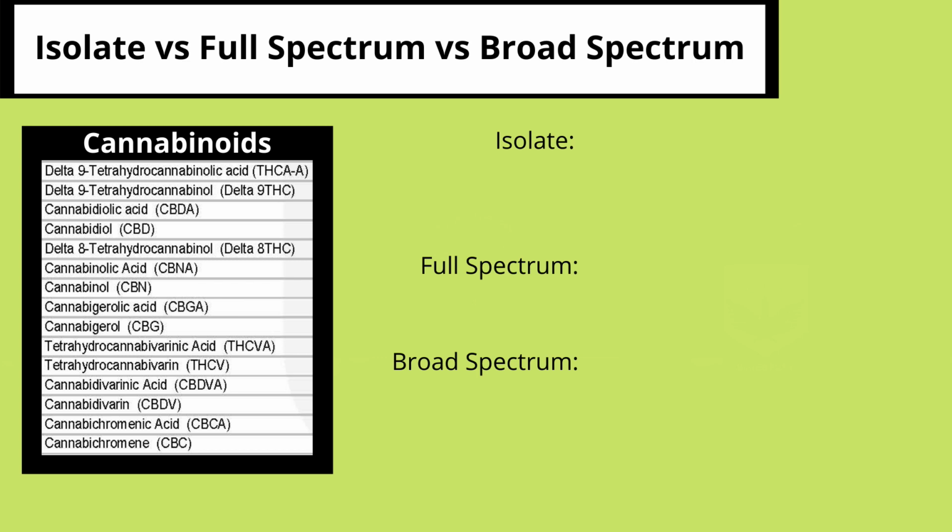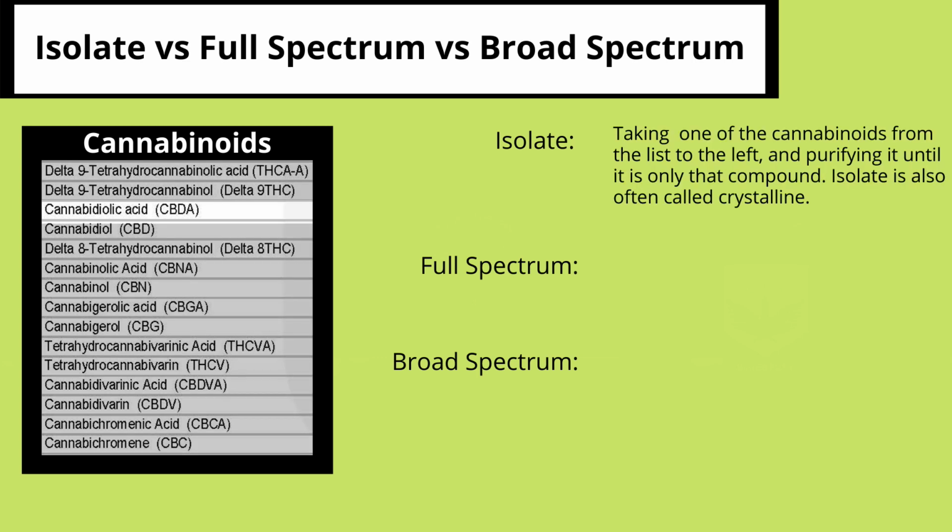Well, an isolate deals with only one of the cannabinoids at a time. They basically extract just that cannabinoid for use within the product, meaning at its current state, flower can never be an isolate because it contains many cannabinoids and terpenes. Isolates can also be called crystalline. Usually, when something becomes pure enough, it will turn to a crystal form, and that's where it gets its other name.